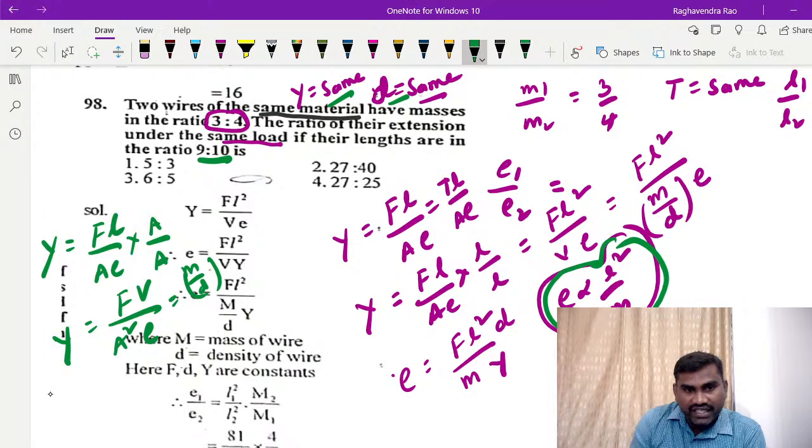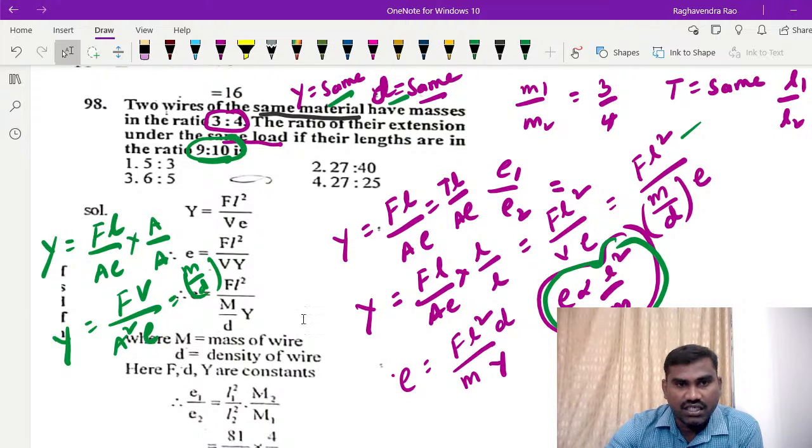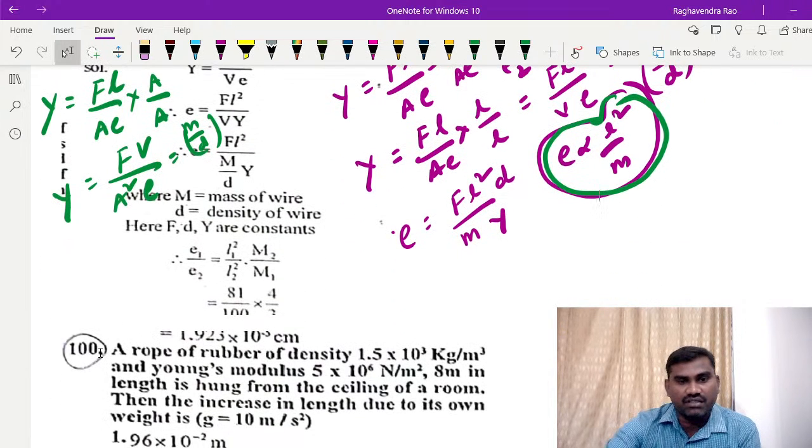So why have we not taken this one? Because the given data is in terms of length, so in terms of Young's modulus, length must be there. That is the reason we have taken this expression to use that length. Otherwise there is no information about the area of cross section; we don't know what happened to it. So that is why we have taken FL square by V into E. From that we can calculate that E is proportional to L square by M, and from that ratio we can calculate the elongations ratio.